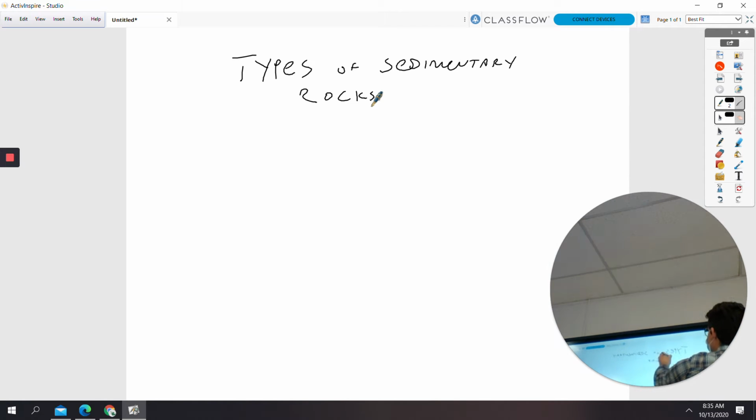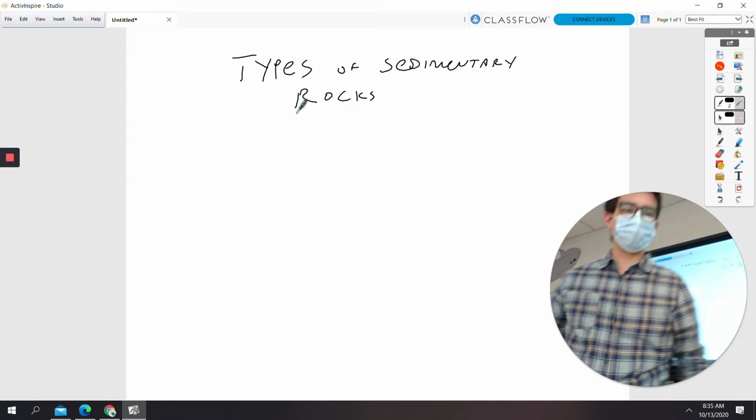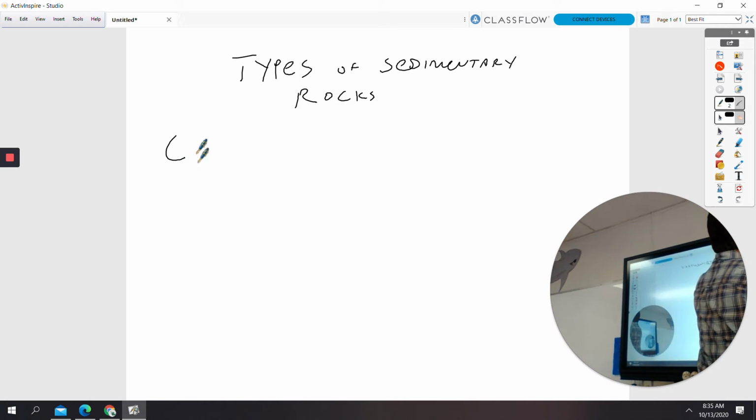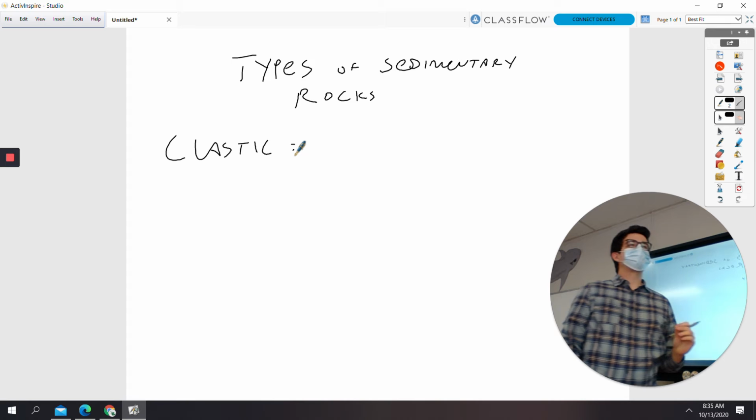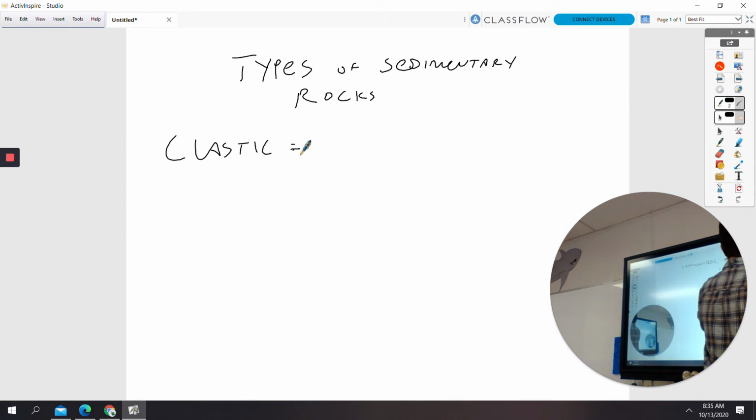Types of sedimentary rocks. Okay, so the first main type of sedimentary rocks we're going to talk about is clastic. Are you all writing this down too? The word clastic comes from the Greek word which means broken.